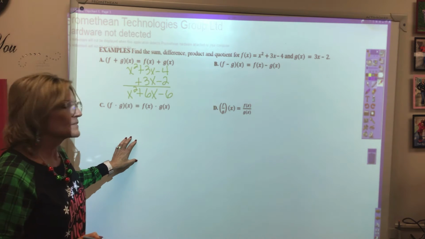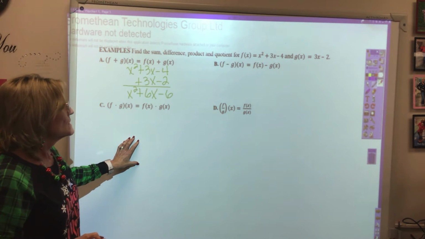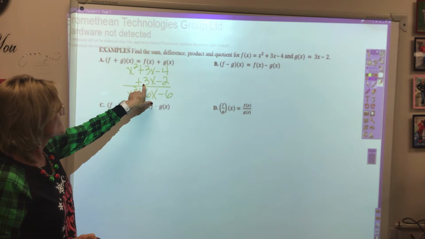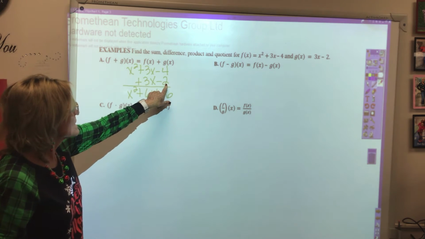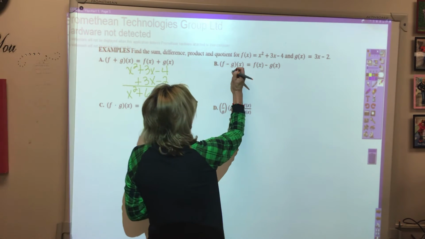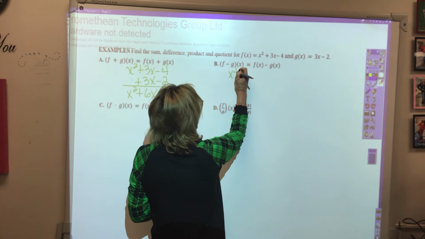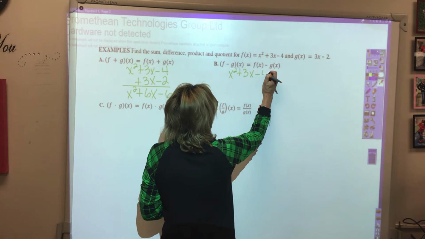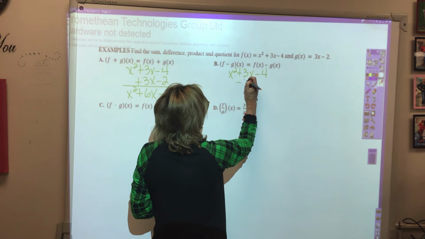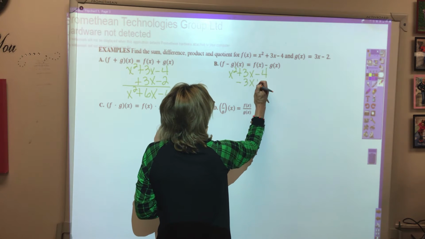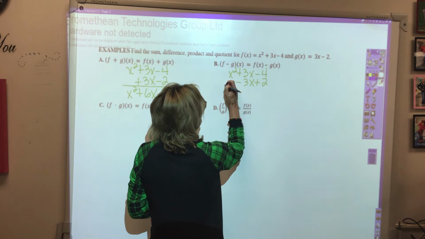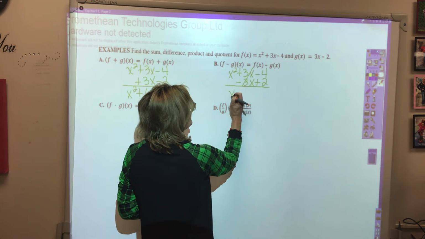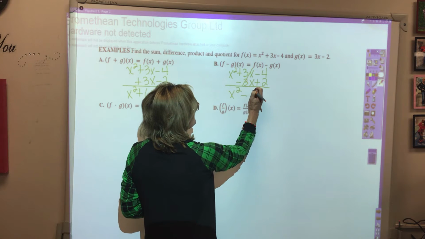Now if I take the difference of the two functions, this is going to become a -3x, and this is going to become a +2. So I'll have x squared plus 3x minus 4 minus 3x plus 2. So the 3x's will cancel, and we'll have x squared minus 2.